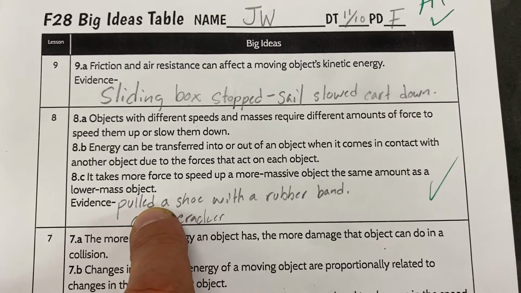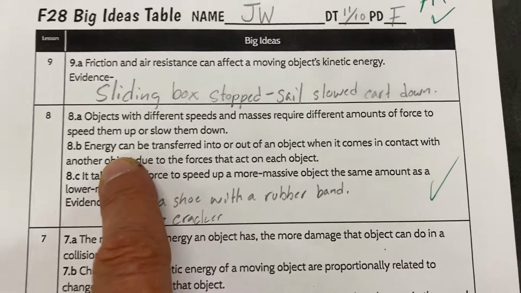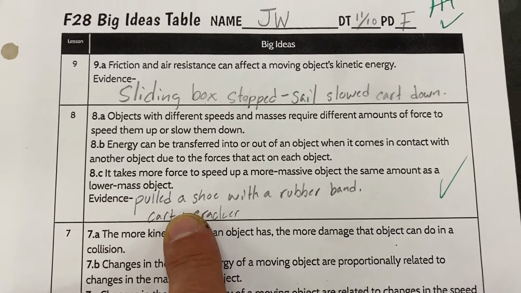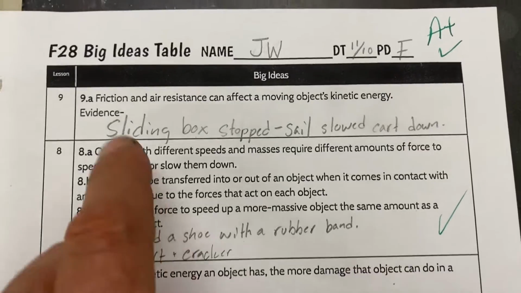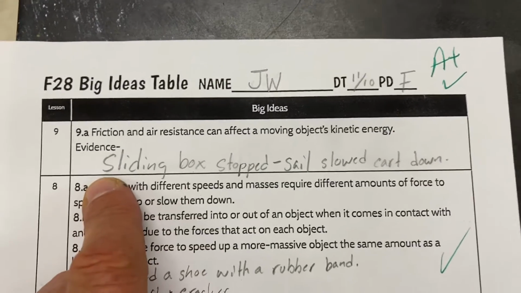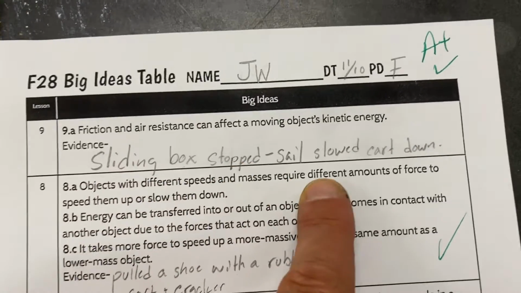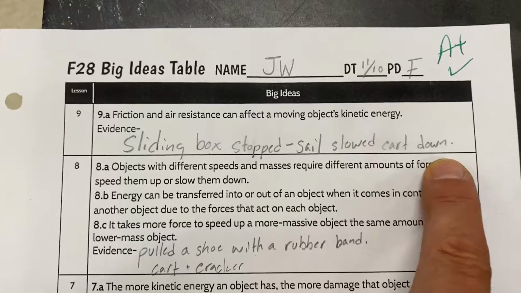And we also noticed that we can transfer some energy in and out of the object when we push on it or when we drag it across a surface, and we noticed that when we pulled shoes across different kinds of objects. And then we noticed friction and air resistance stopping objects when they moved. We did that by sliding boxes or pushing on them with air when they had sails on them.